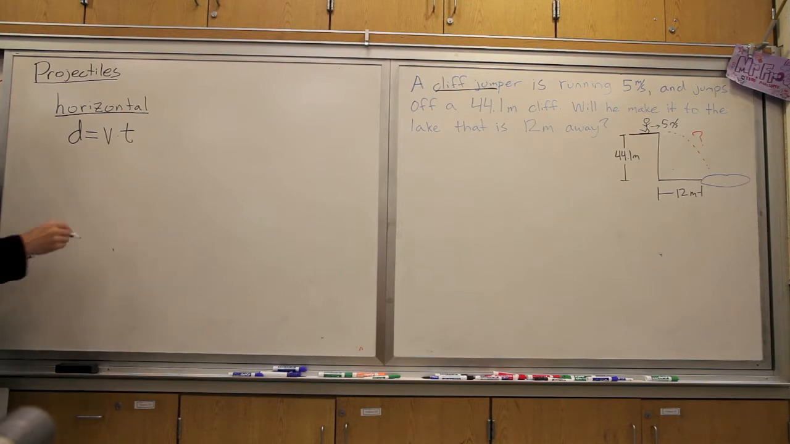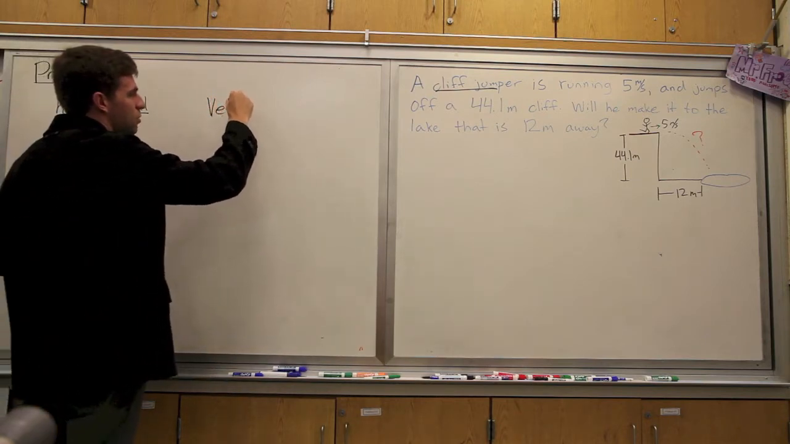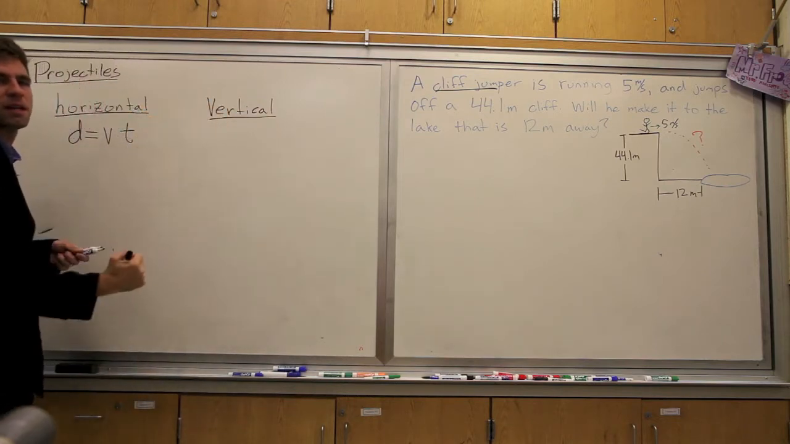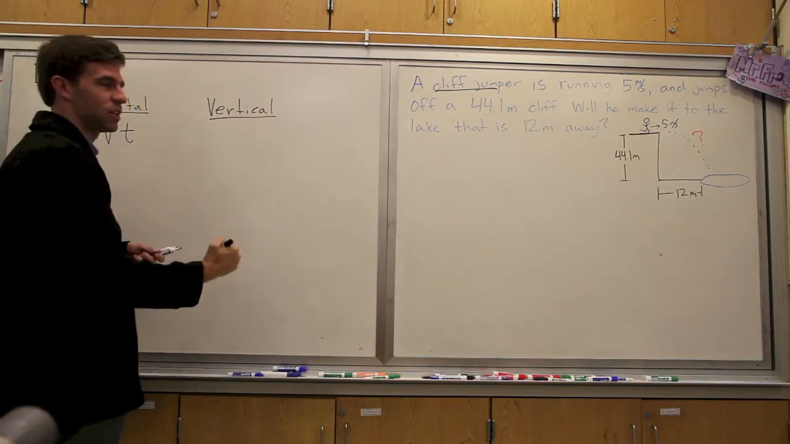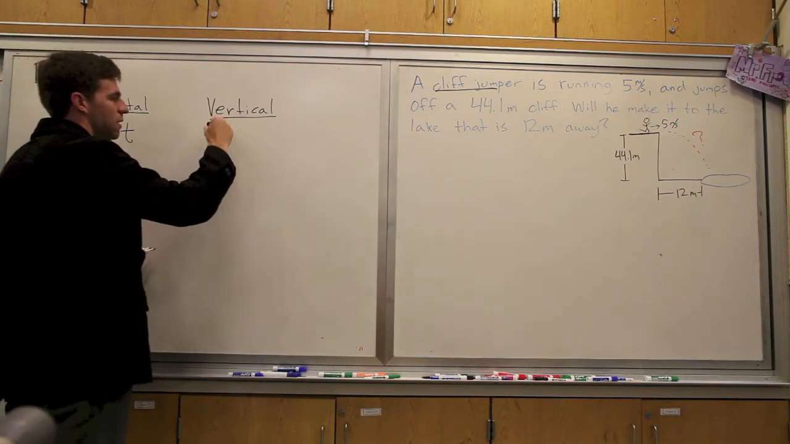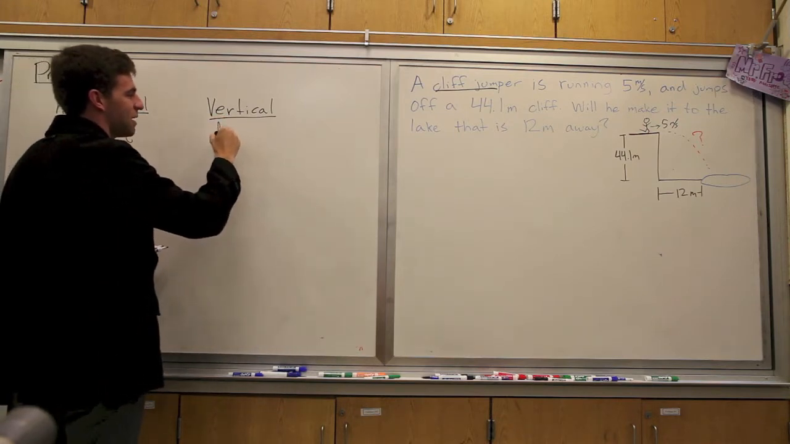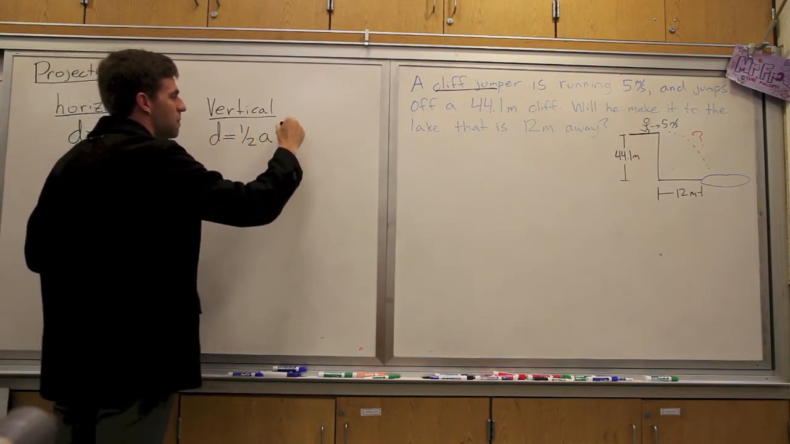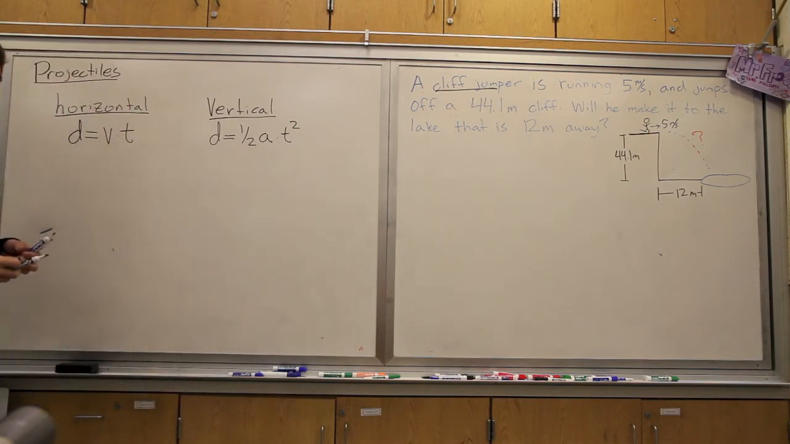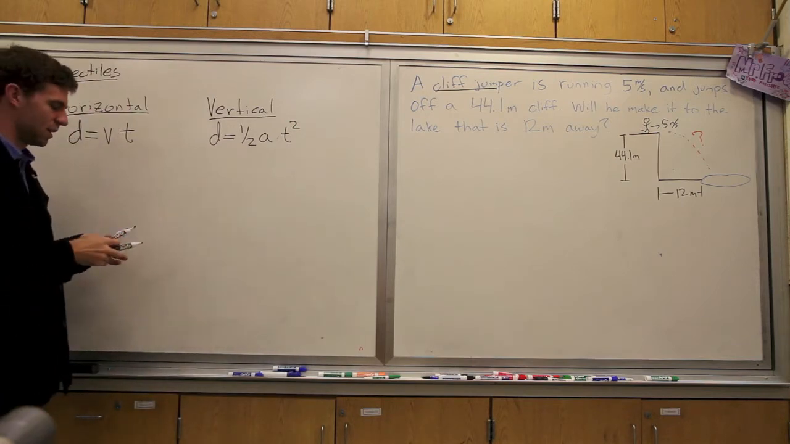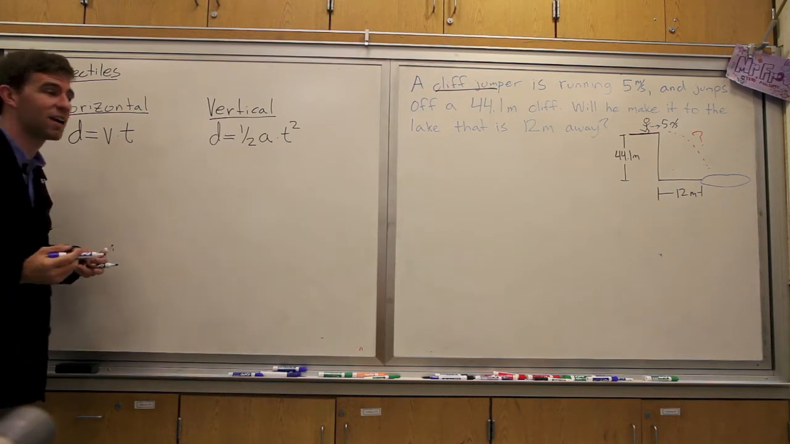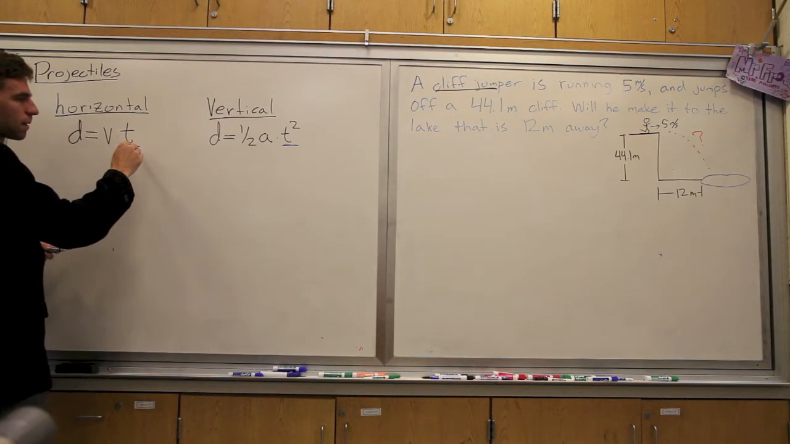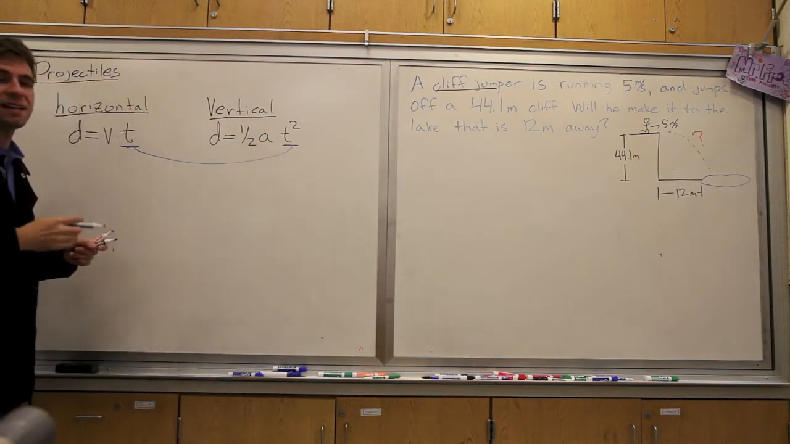Okay? The other one is vertical. This is gravity constantly pulling him down, so that is acceleration. It's accelerating him down. So the formula we use whenever we're dealing with acceleration is distance equals 1/2 acceleration times time squared. The thread that connects both of these that you have to remember whenever you're doing a projectile is time. Both of these involve time. So time is the same.